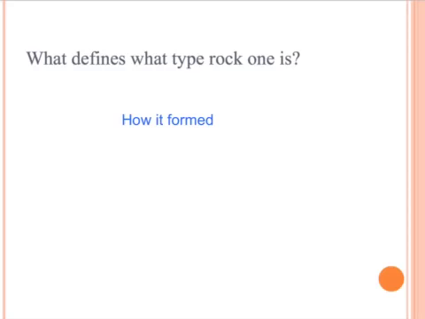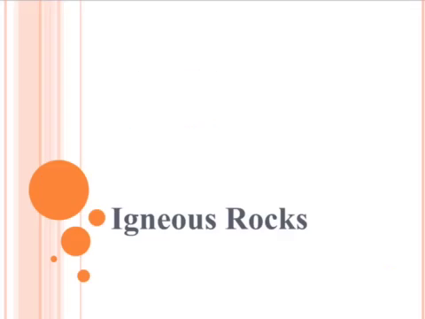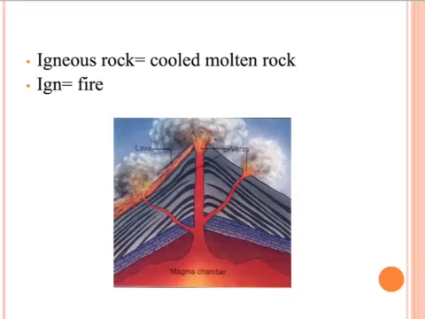If it formed from magma or lava, that makes it an igneous rock. If it formed from sediments, that makes it a sedimentary rock. If it formed from an existing rock that had heat and pressure added to it, that would make it a metamorphic rock. So this lecture will take a closer look into igneous rocks.